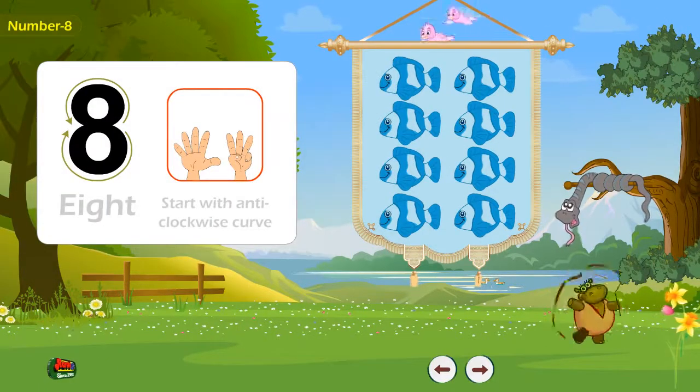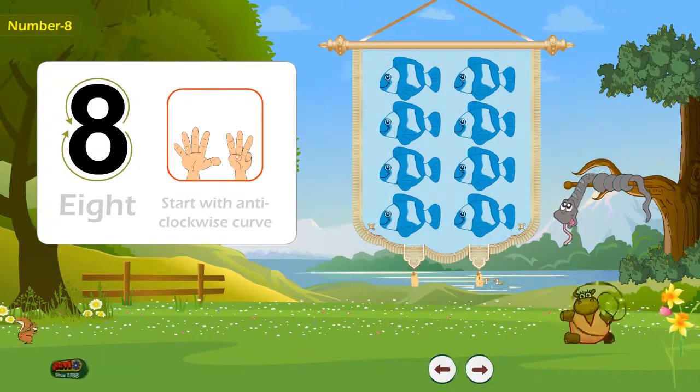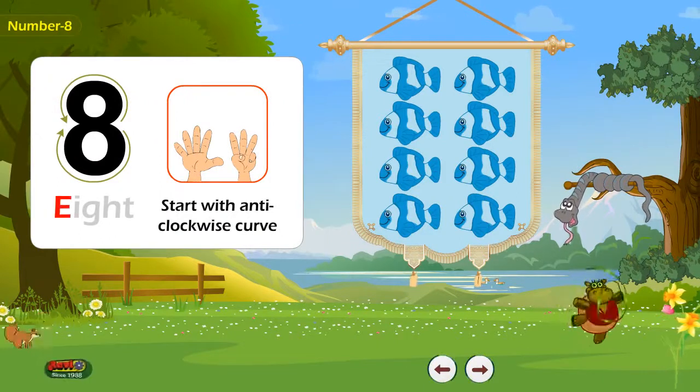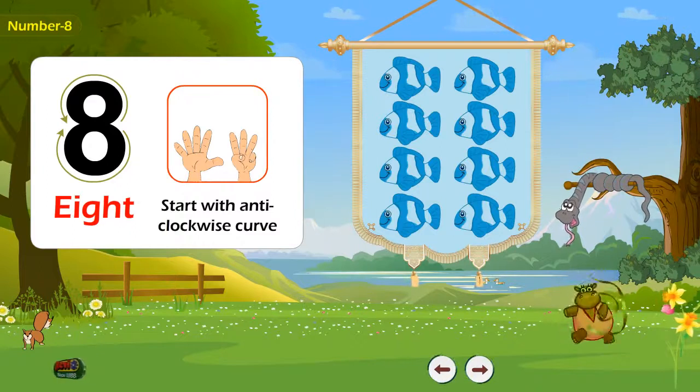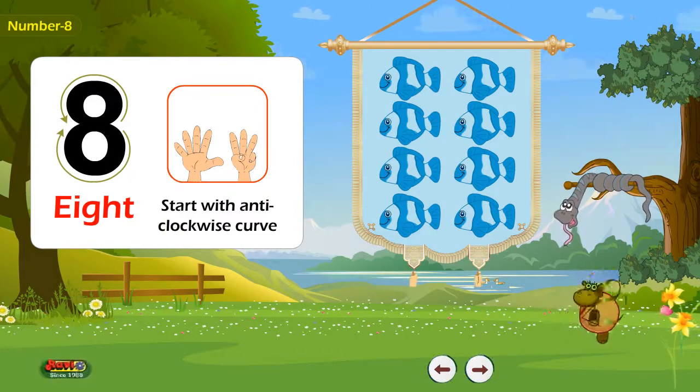Children, let's repeat again. 8. E-I-G-H-T. 8. Start with anti-clockwise curve.